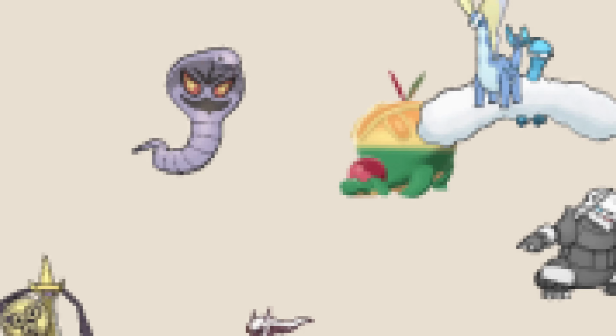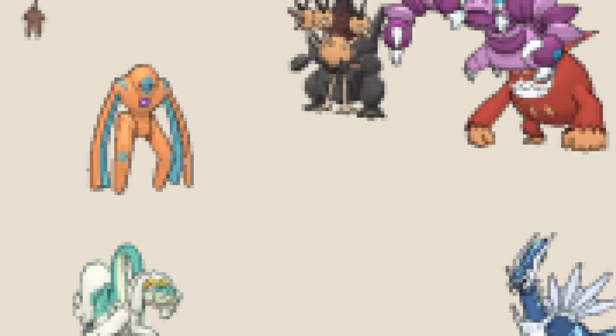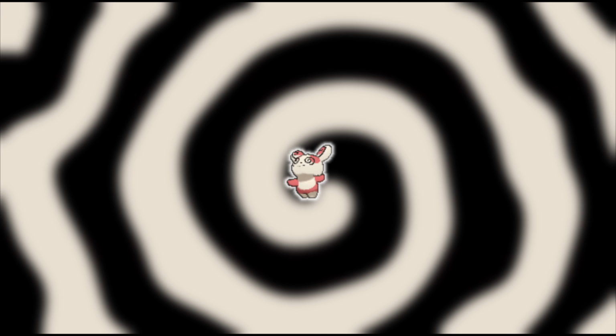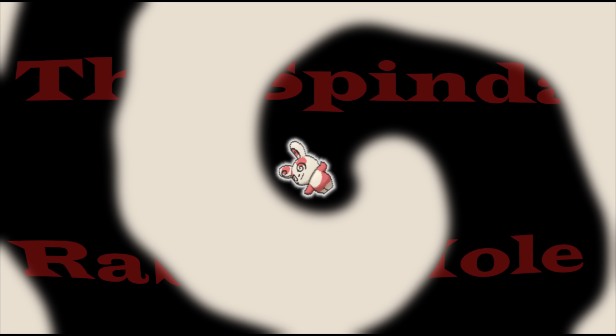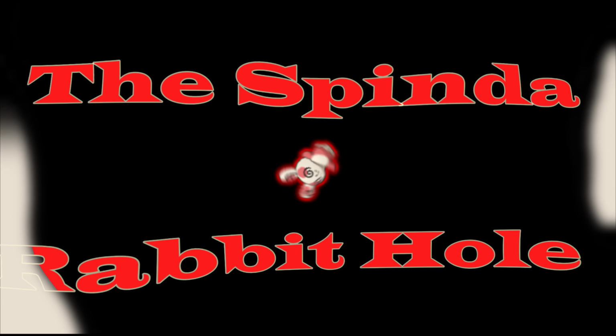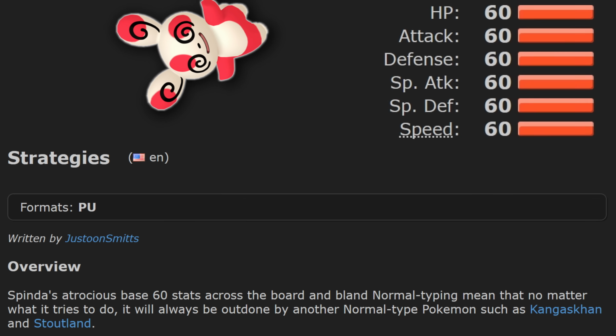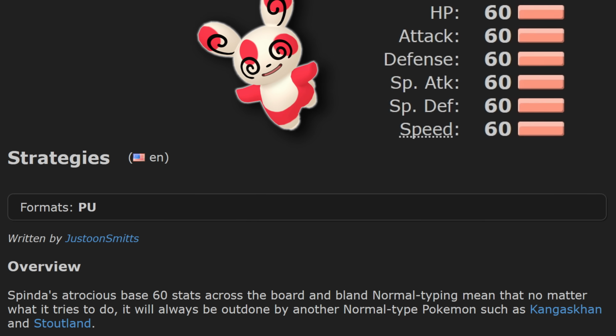There are many fantastic and wondrous creatures in the Pokémon world. And there's also Spinda. It's a valid question. Why make an entire video about this little guy? Spinda has never been useful in any competitive sense.